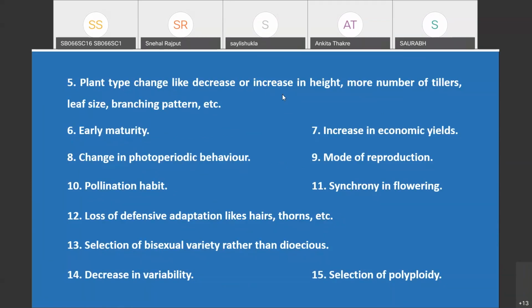ओके, म्हणजे ते वाईल्ड विडी स्पेसीज होते, पण जेव्हा त्याचं डोमेस्टिकेशन केलं, काही प्लांट्समध्ये काय झालं तर त्याची हाईट ही कमी झाली, आणि काही प्लांटमध्ये काय झालं तर त्याची हाईट ही वाढली. Okay, increase or decrease in height.